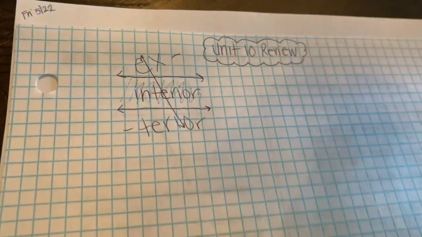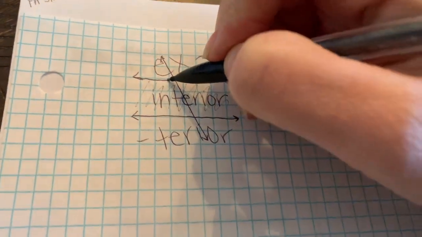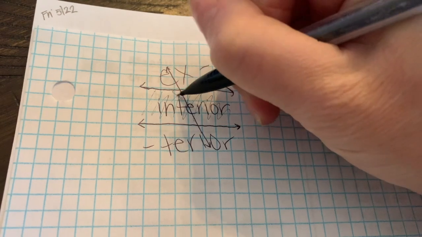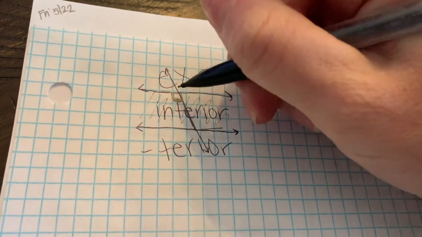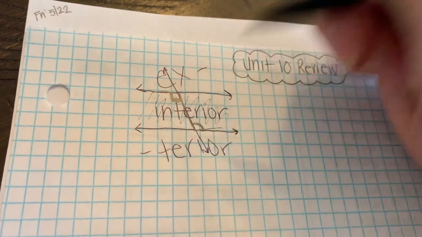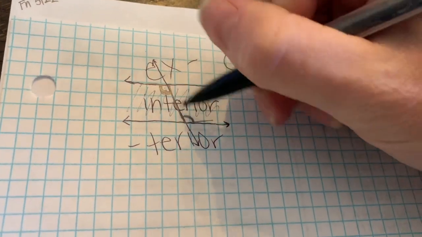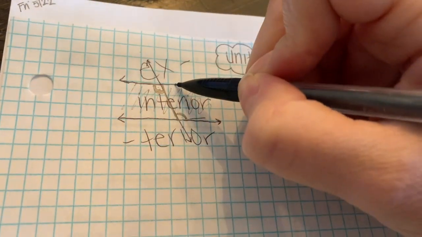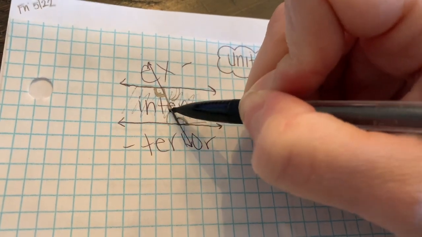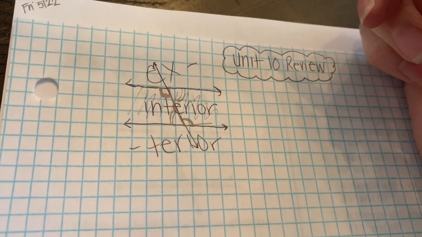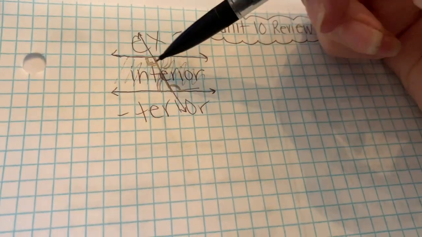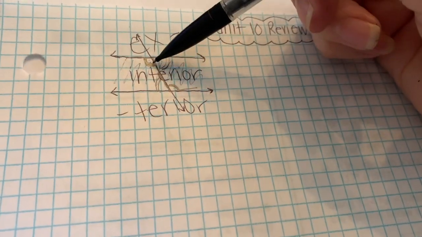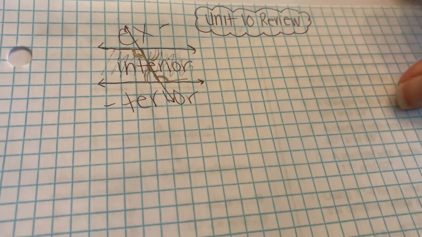Okay, so inside the parallel lines we have alternate interior angles, and they're the ones that form the Z shape. So they're on opposite sides, and we know that they're congruent. So those are 2 examples. And also, these 2 are also alternate interior. Okay? We also learned briefly about same side interior angles and learning that they are supplementary.